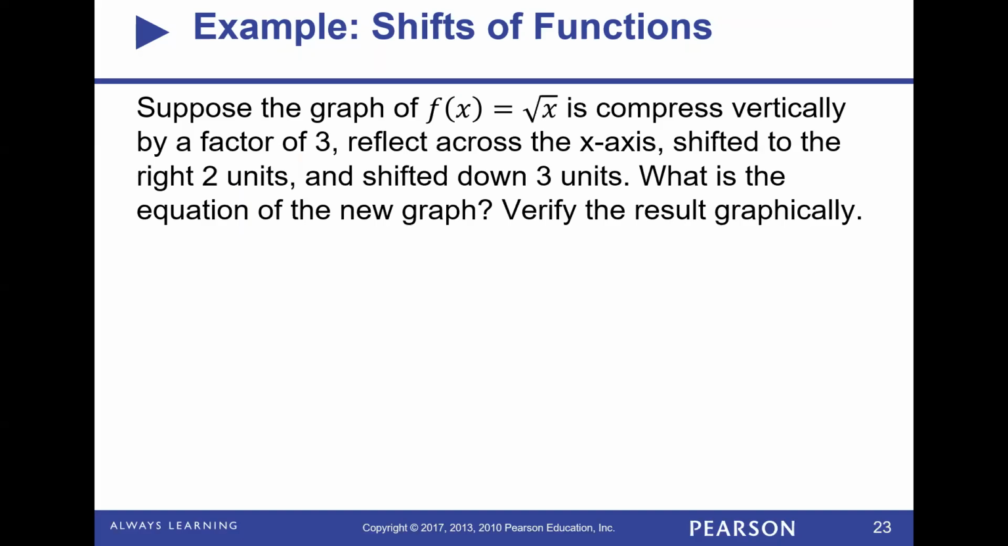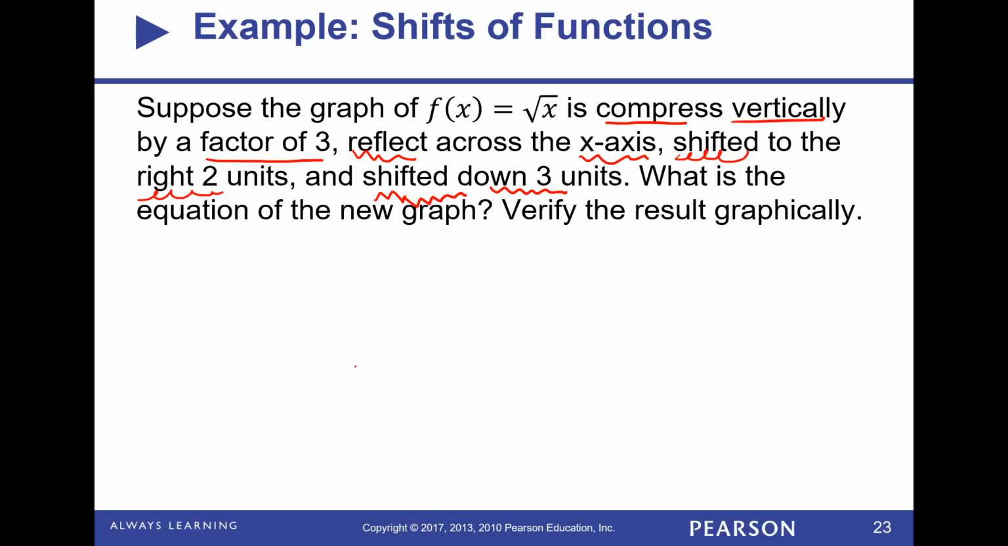Let's try this again. Let me give you a function, f of x is equal to the square root of x, and we're going to compress it vertically. Again, keywords there. We're going to compress vertically by a factor of 3, reflect on the x-axis, and shift right 2 units. And then we are going to go down 3 units. So what exactly will that new graph look like?